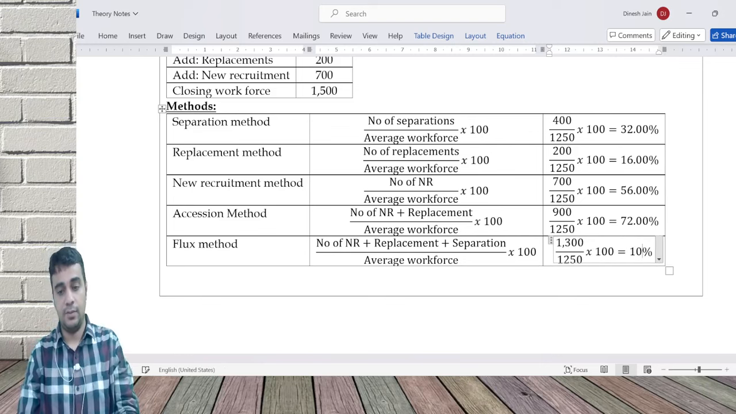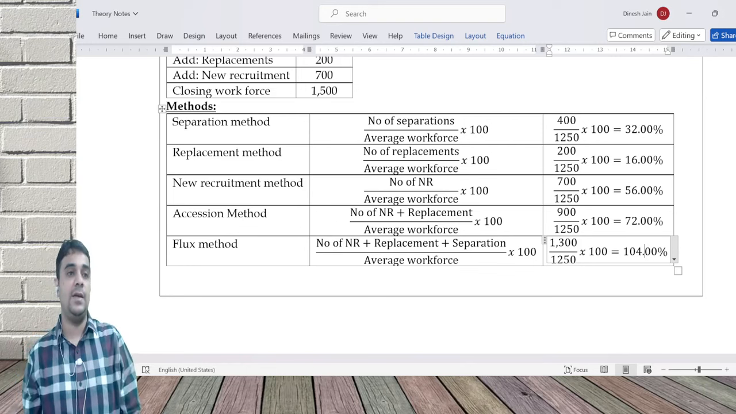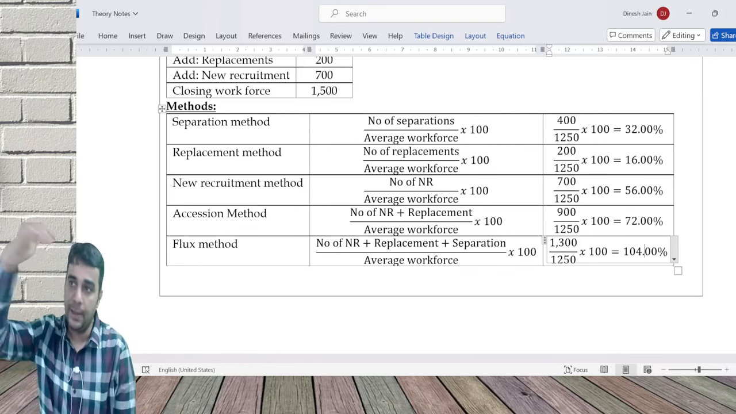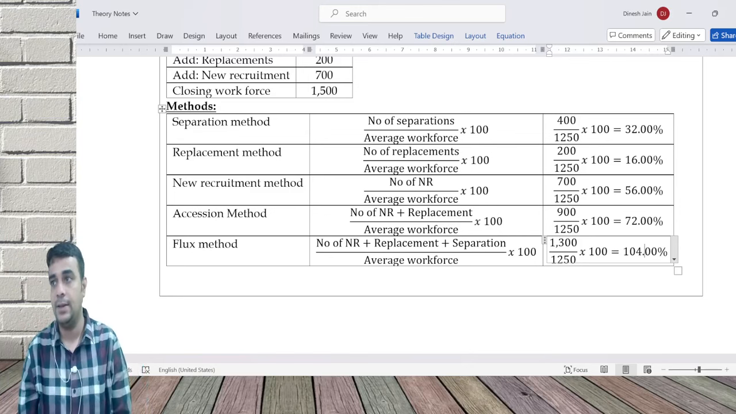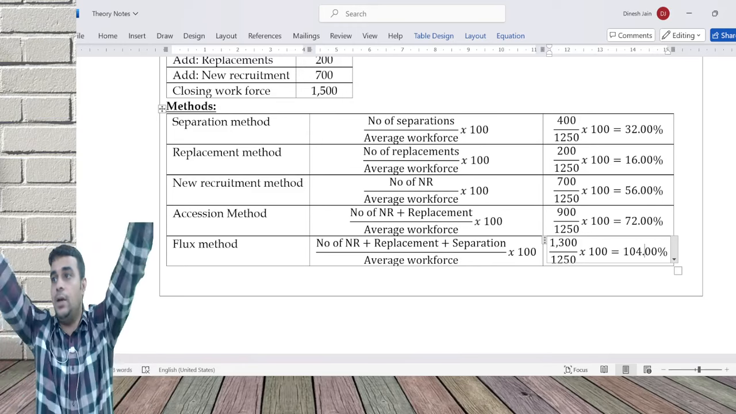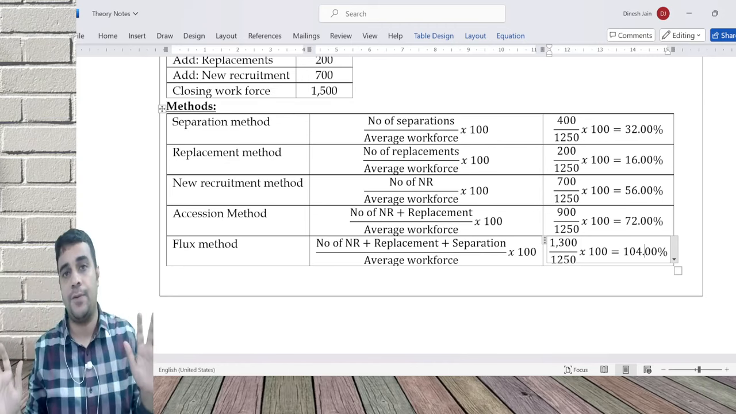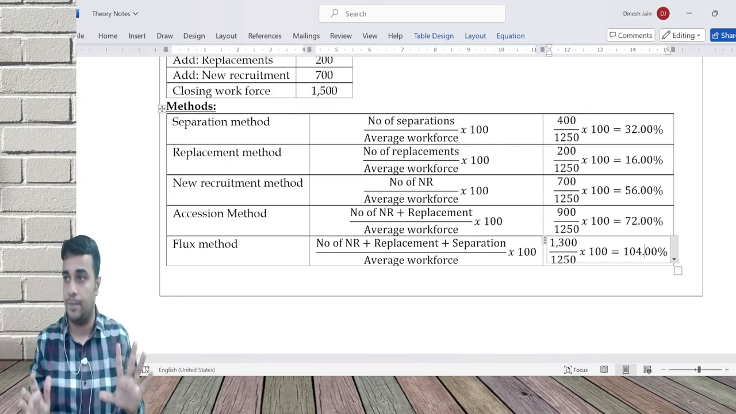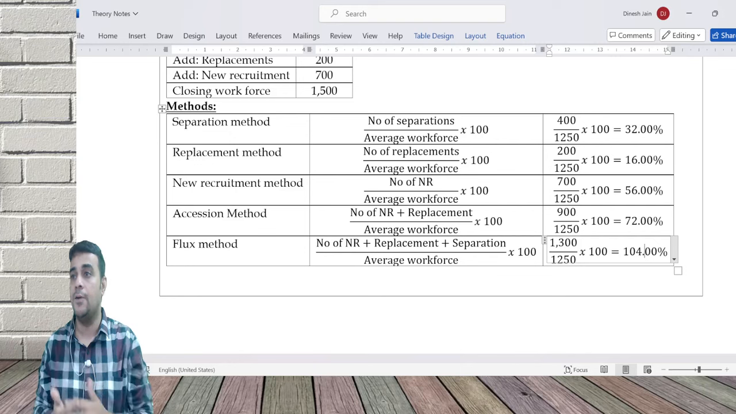104%, which means my entire workforce has changed. 104% indicates that those who were there at the beginning of the year, technically, you may not find them at the end of the year. Well, some people may continue, but still, there is a huge change which has happened. 104% is the composition change. Different methods have a different way of calculating. We have 5 methods: separation, replacement, new recruitment, accession, and flux method.